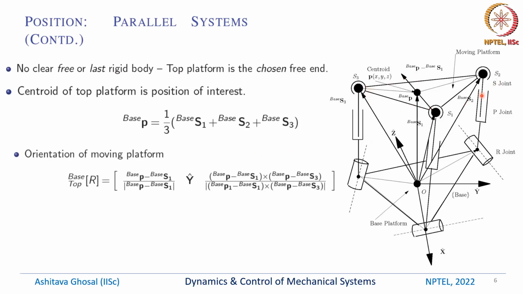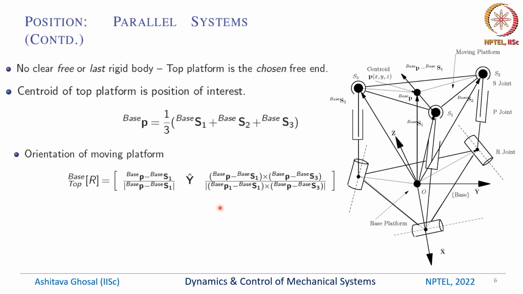The orientation of the top platform can also be obtained once I know these three locations of the spherical joints, or 3 points on this moving platform. So the x-axis can be assumed to be from S1 to the centroid. So this vector is base P minus base S1. Base P is this vector, base S1 is this vector. So the difference of these two vectors will be along this arrow. And then we can find it as a unit vector, which is nothing but this vector divided by its magnitude.